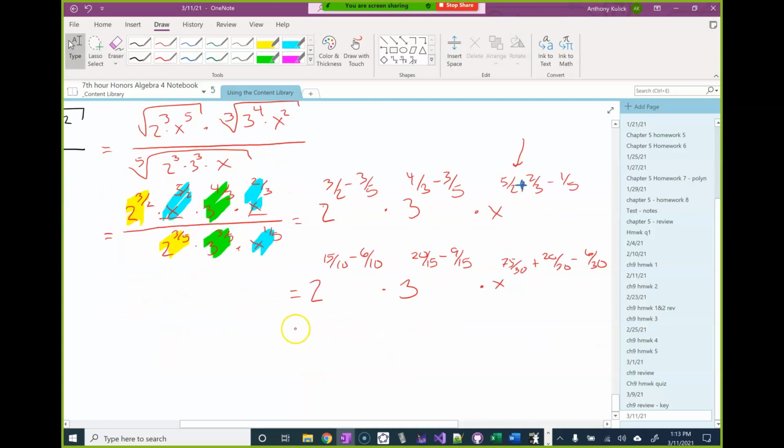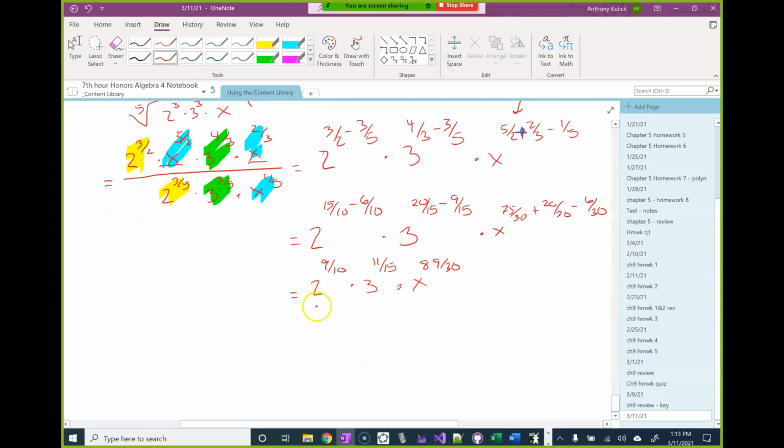All right. So 15 minus 6 is 9/10. And then 20 minus 9 is 11/15. And 75 plus 20 is 95. Minus 6 is 89. Everybody so far so good?